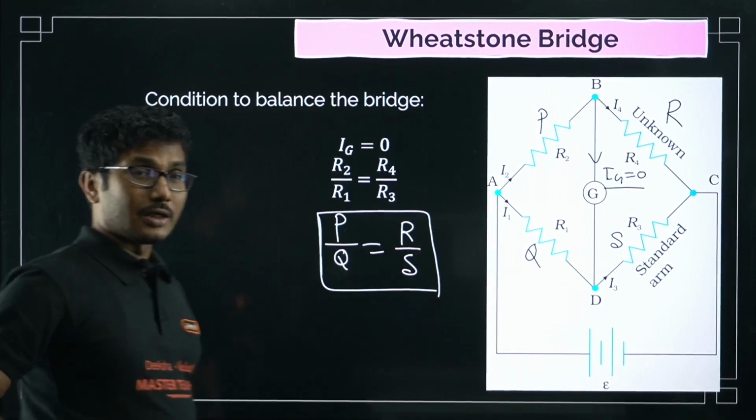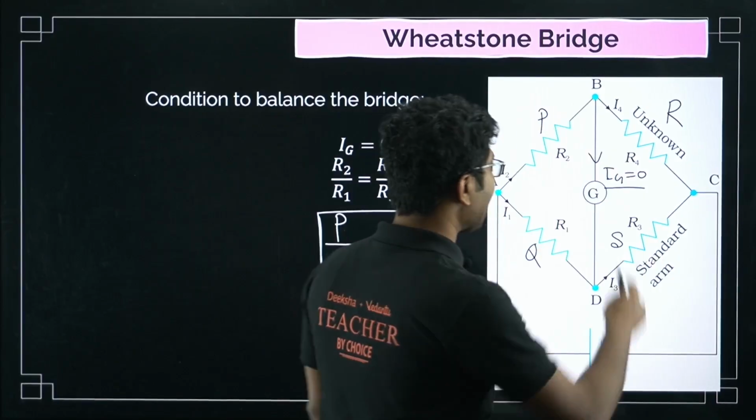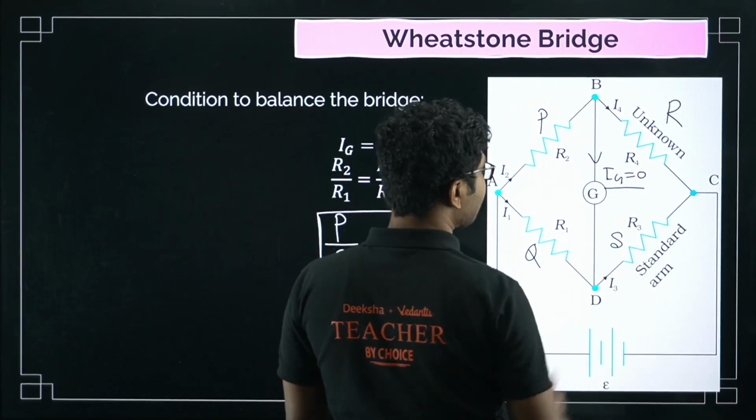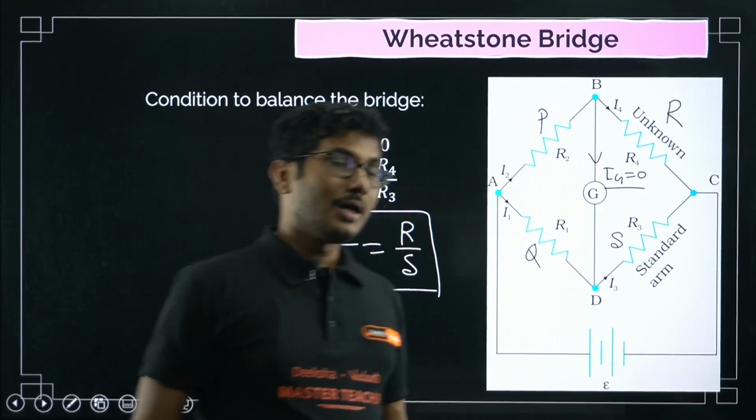Now there is a short question where they said that the galvanometer and battery are inverted. Okay, so the galvanometer is now connected across this and the battery is connected across these 2 points. What will happen to the equilibrium point?